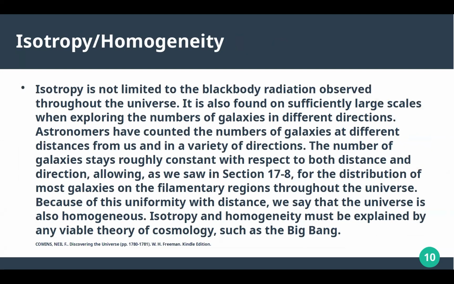Isotropy is not limited to the blackbody radiation observed throughout the universe, but it is useful knowledge that we should know. It is also found on sufficiently large scales when exploring the number of galaxies in different directions. Astronomers have counted the number of galaxies at different distances from us in a variety of directions. The number of galaxies stays roughly constant with respect to both distance and direction, allowing, as we saw before, for the distribution of most galaxies on the filamentary regions throughout the universe.